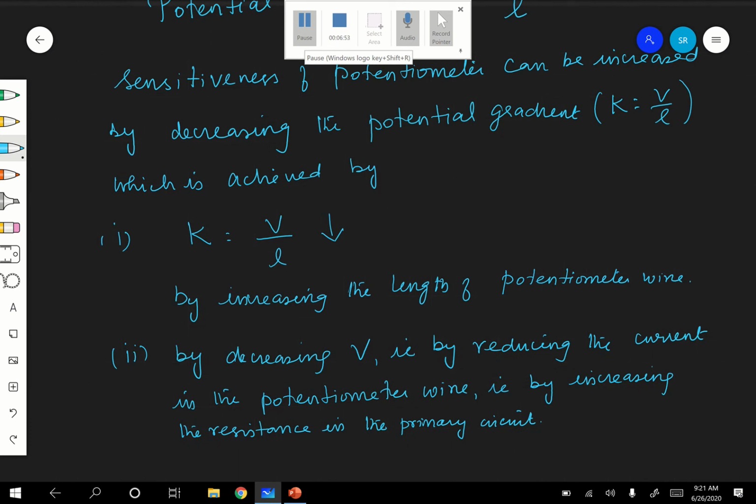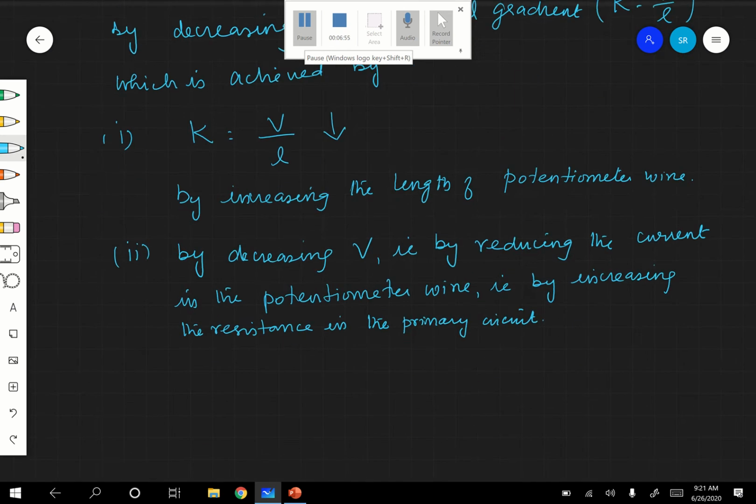Right. Now, the next topic is the difference between potentiometer and voltmeter.